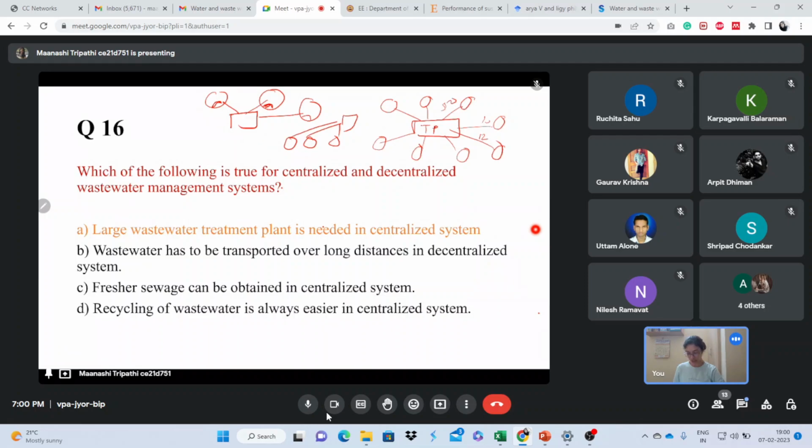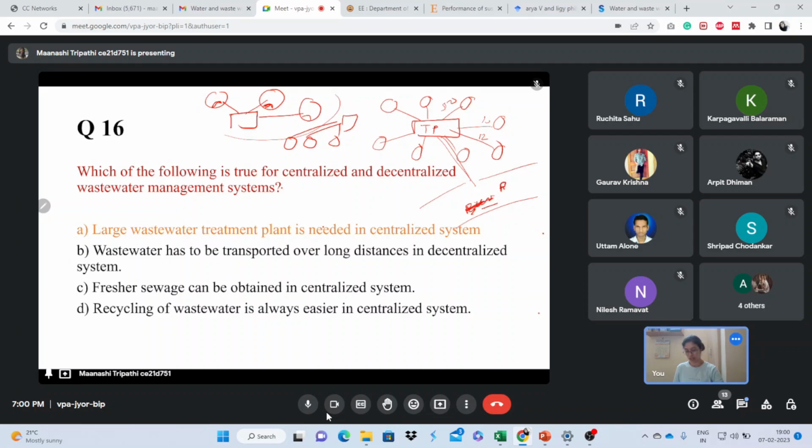Recycling of wastewater is always easier in a centralized system. No, in a decentralized system, if, for example, three locations are using it, we can easily recycle the water and distribute it for whatever purpose we want, for example, agricultural purposes. But in a centralized system, the most common and easiest process is they will treat the water and discard it in a nearby river, because there is no infrastructure to return this water. It's already very costly.